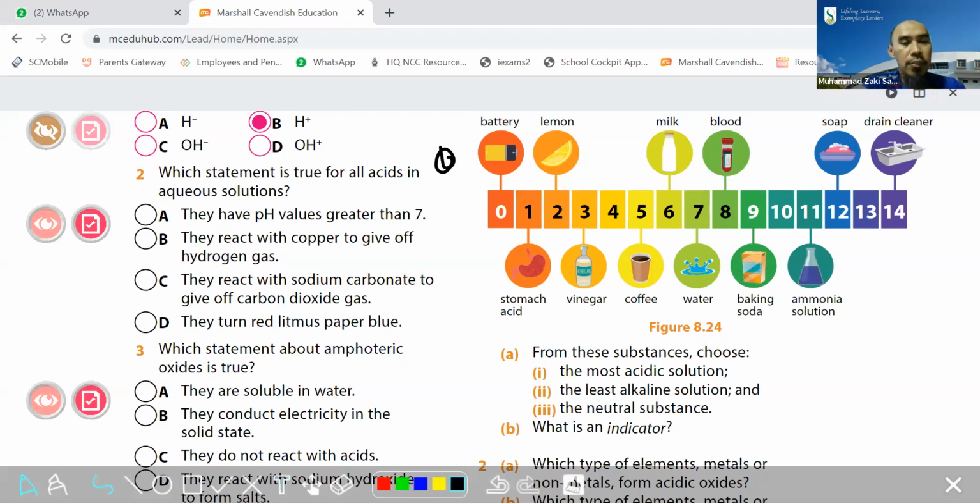Okay, right. So this one is wrong. This is the alkali. Which reacts with copper? This one is also wrong. Acid does react with metal to give you hydrogen gas, but not copper. Three metals cannot react with acid. Please remember: copper, silver, gold.